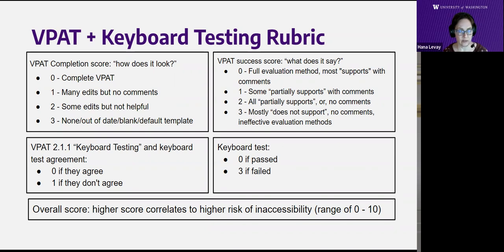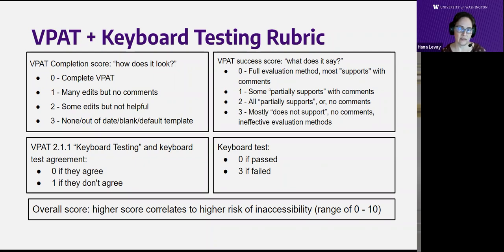Does it mostly have supports with lots of comments? And they listed out the various methods they used to evaluate it. That looks great. That would be a 0. If it's mostly does not support, has no comments, and they don't even mention their evaluation methods, that is not great. That would be a 3.